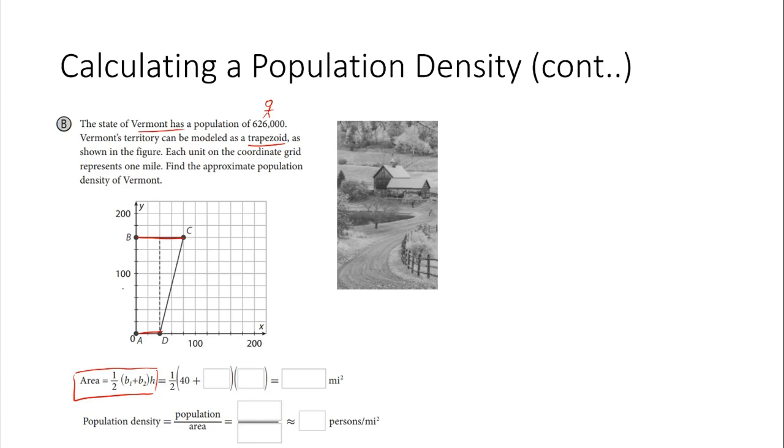So we actually have to average those two. So that's why the 1/2 is there, but you still take and consider your height. Okay, so let's go ahead and do this. Each coordinate grid represents 1 mile.